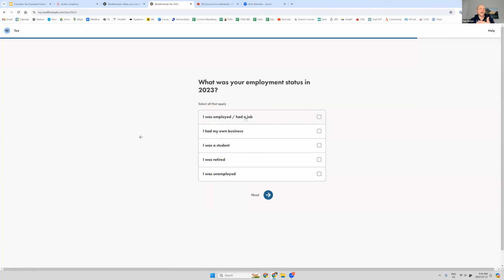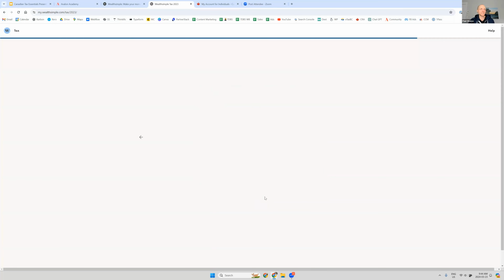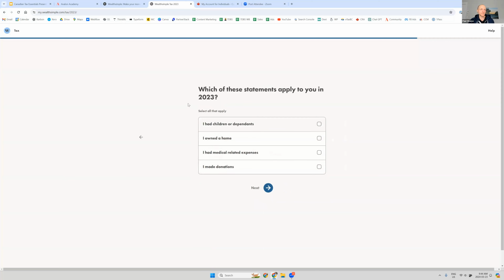And then it's going to ask you your status. So I was employed. And in this case, let's say I had a business. If you're a student, it'll make sure it prompts you for the tuition tax credits. If you're retired, it's going to make sure you report your CPP, your pension, if you have that. If you're unemployed, it might ask you for T4E, which is employment insurance. It's just a smart way to go about making sure you report all your income and claim your deductions.